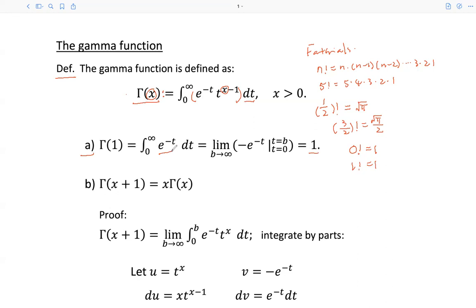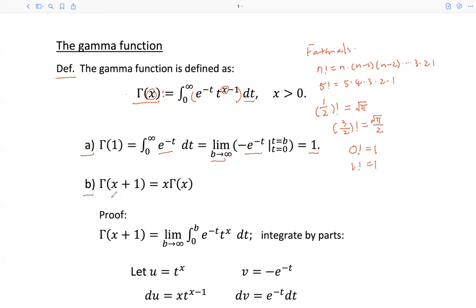Then we integrate this, right? How to integrate an improper integral? We take a limit, use a dummy variable b, and let b run to infinity. So integrating e to the negative t, we get negative e to the negative t. Then we evaluate from 0 to b, then take the limit as b approaches infinity. So we get 1. So gamma 1 equals 1.